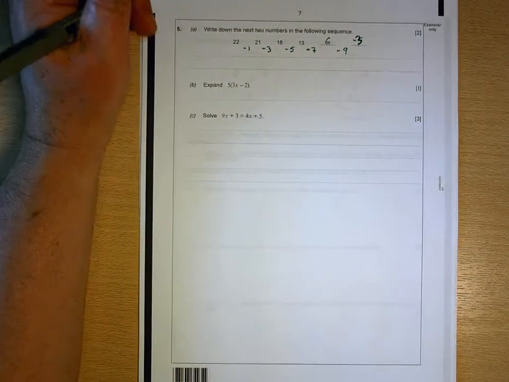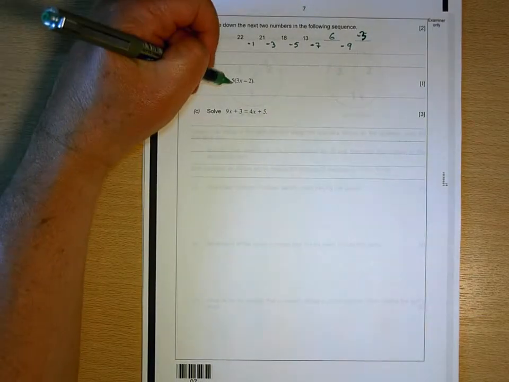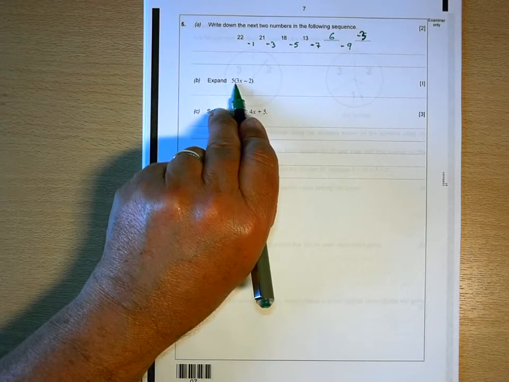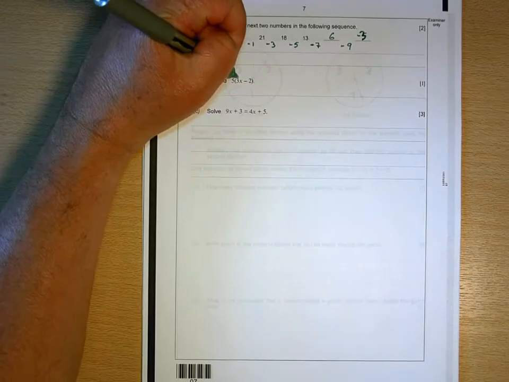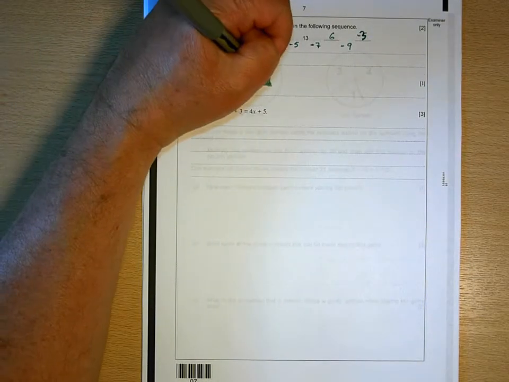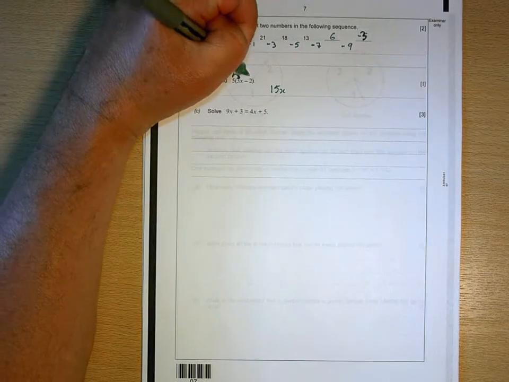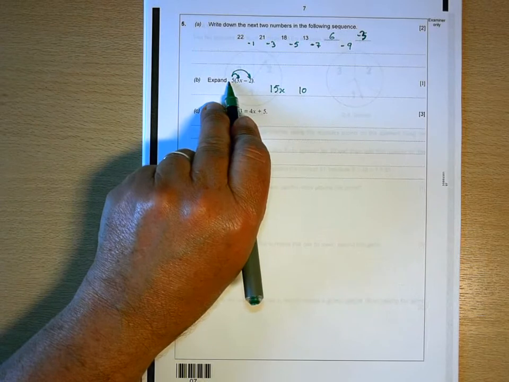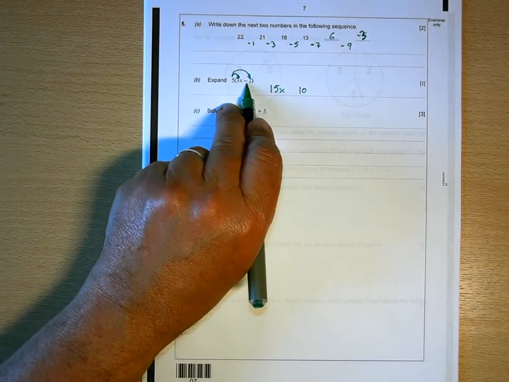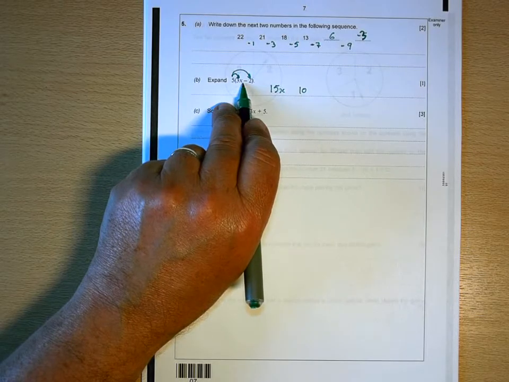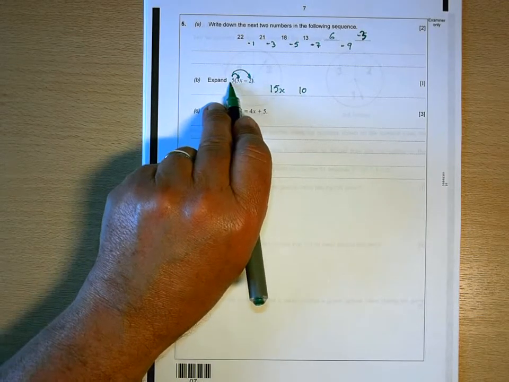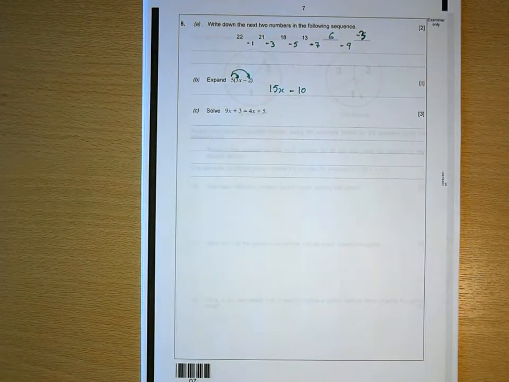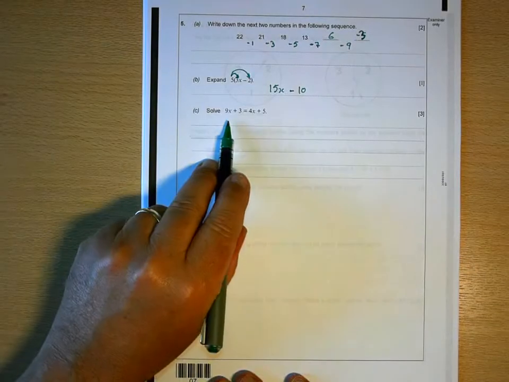Expand 5 bracket 3x minus 2. So when you're expanding brackets, you're multiplying, because we're in algebra. If there's no sign between the 5 and the bracket, there's a times there. So I'm going to be doing 5 times 3x is 15x, and then 5 times 2 is 10. To deal with the sign, there's no sign in front of that, which means it's positive. That's negative. Plus times a minus is a minus, is one way of remembering it. If the signs are different, the answer is negative, is the way that I teach it, giving us 15x take 10.